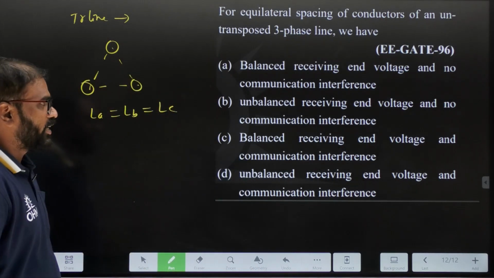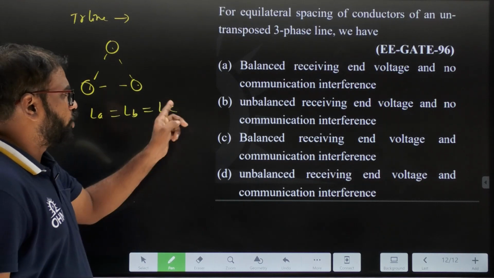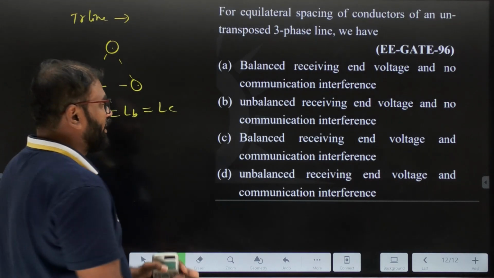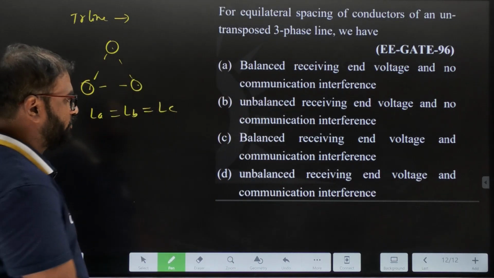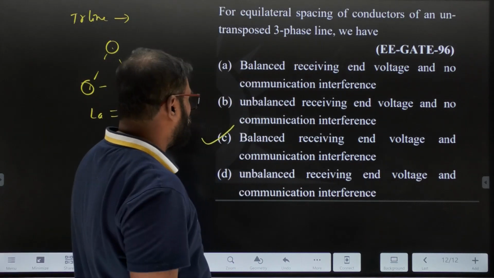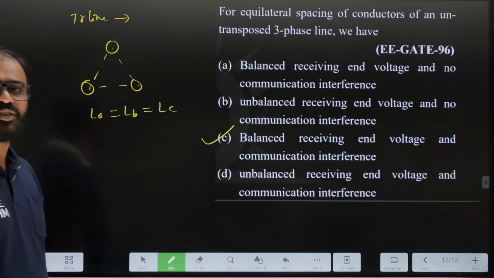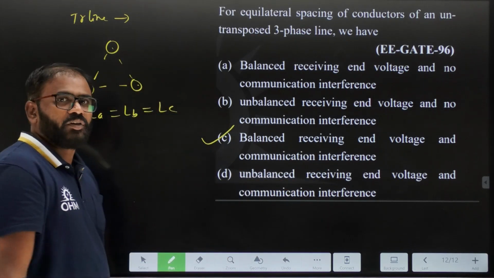Okay, now let's see what is the answer. Balanced receiving end voltage and no communication interference. No, it's not correct. Balanced receiving end voltage is correct, but there exists communication line interference. So the answer is balanced receiving end voltage and communication interference. So the best option is C for this question.